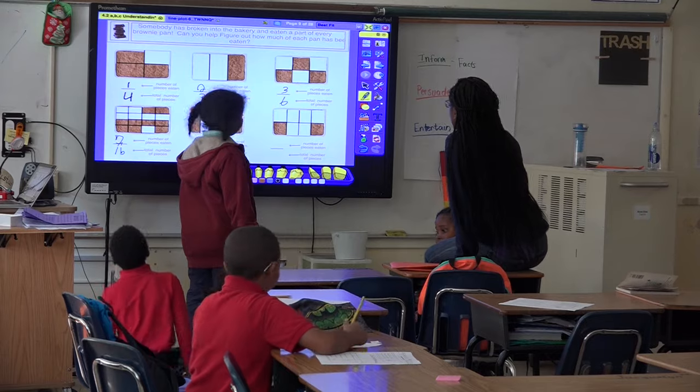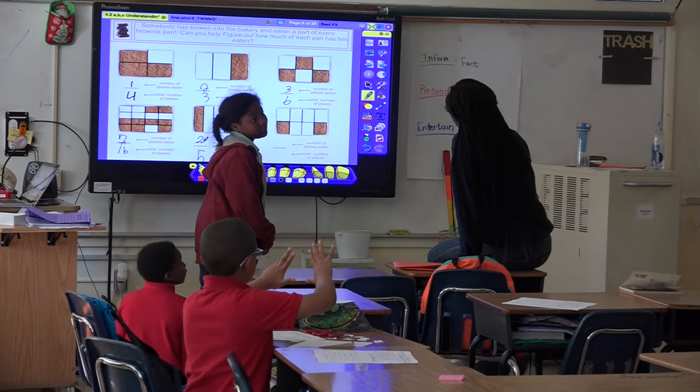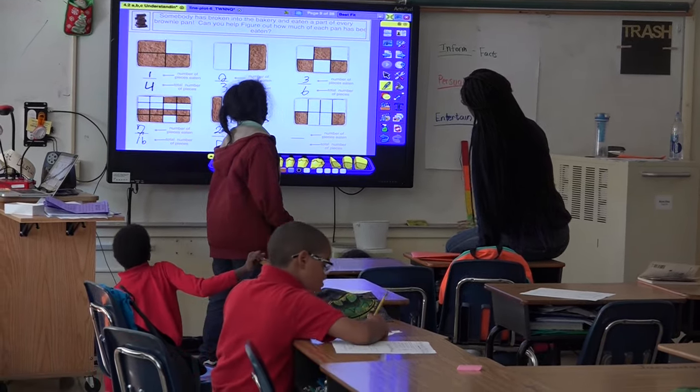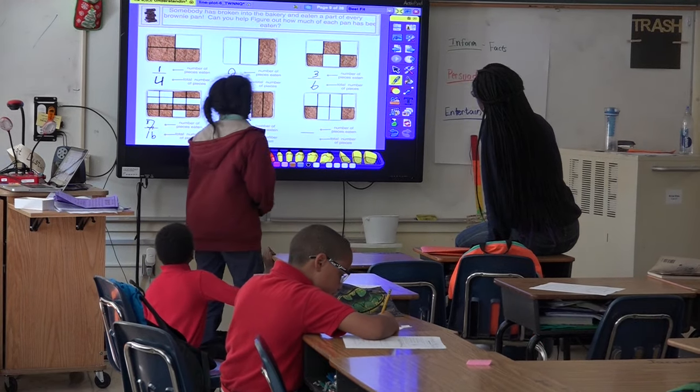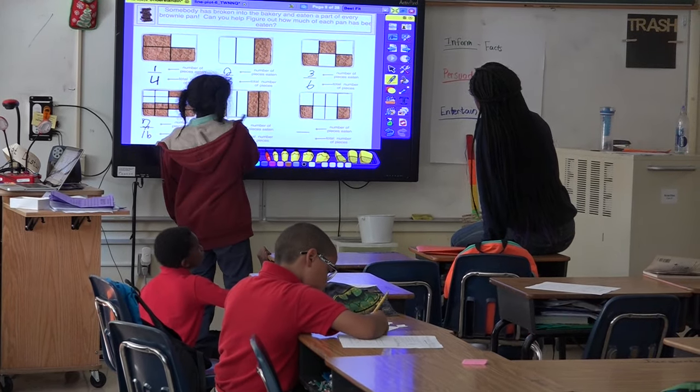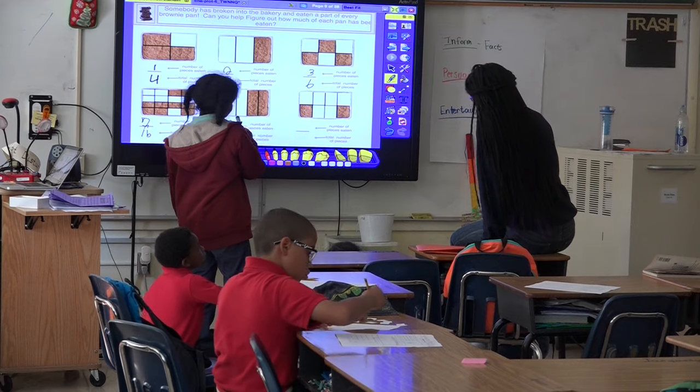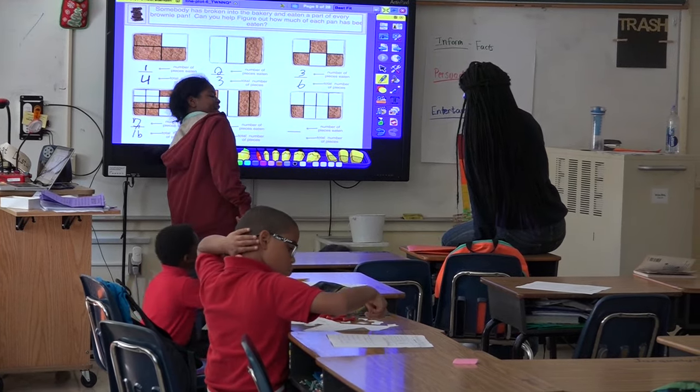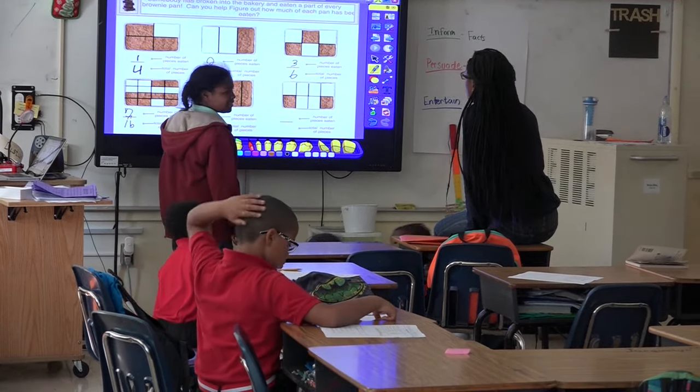Alright, Josiah says our denominator for the fifth pan of brownies is five. How do we know that our denominator should be five? Because that's the total pieces we had before Josiah came and stole two, right? That's the total number we had.